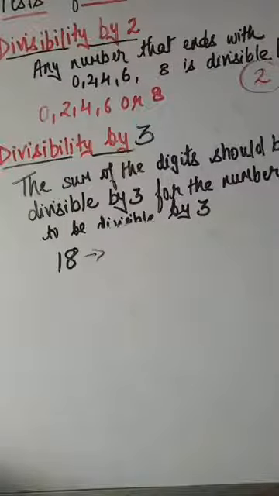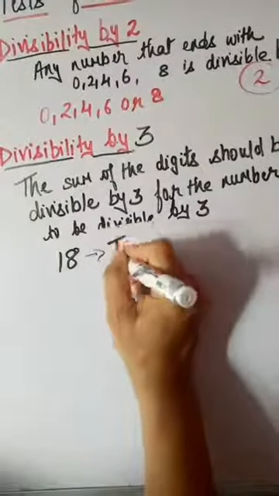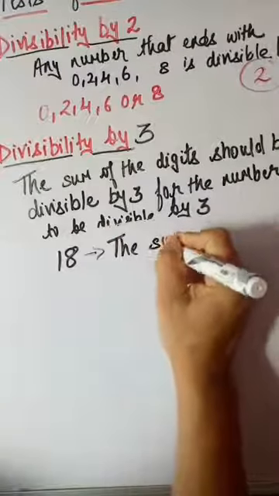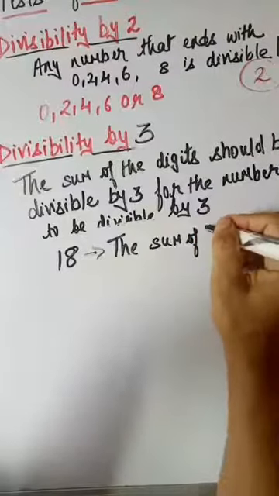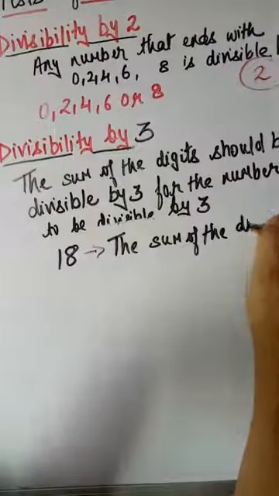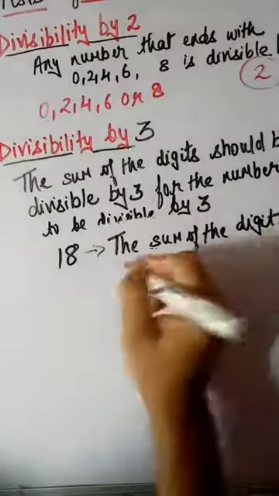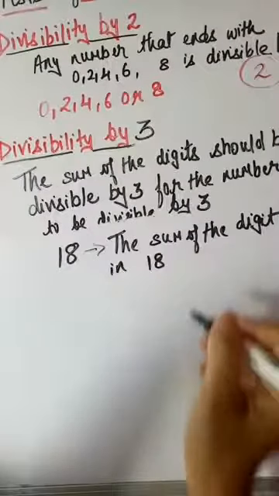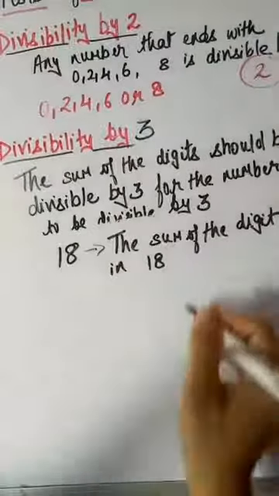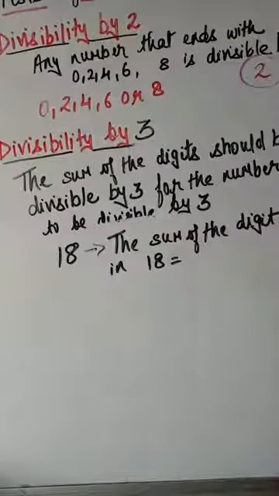Is 18 divisible by 3 or not? First find the sum of the digits in 18. What will be the sum of 18?